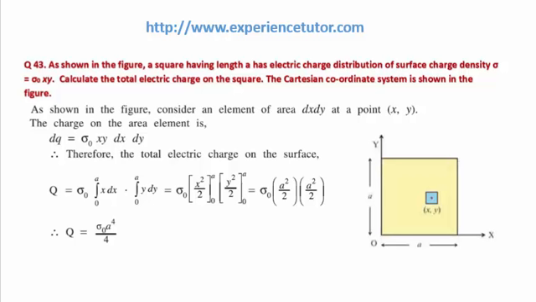Therefore, the total electric charge on the surface is q is equal to sigma naught, integration from 0 to a of x dx, into integration from 0 to a of y dy. On solving, we get sigma naught, x square upon 2 from 0 to a, and y square upon 2 from 0 to a. On solving, we get sigma naught, a square upon 2, a square upon 2. Therefore, q is equal to sigma naught a to the power 4 upon 4.